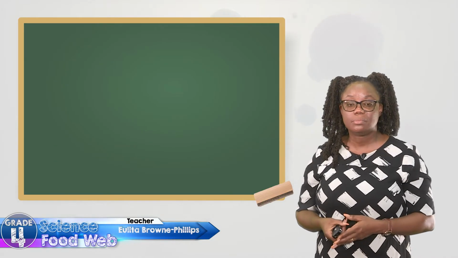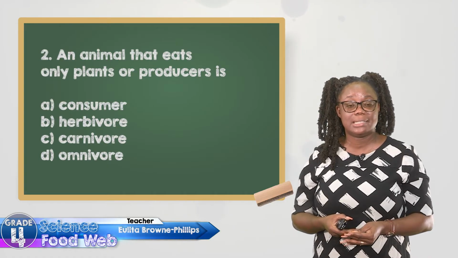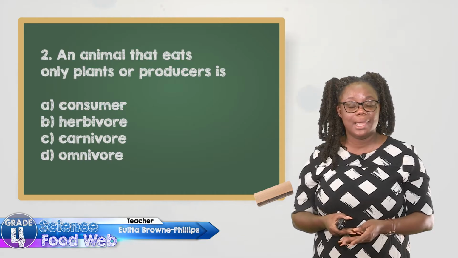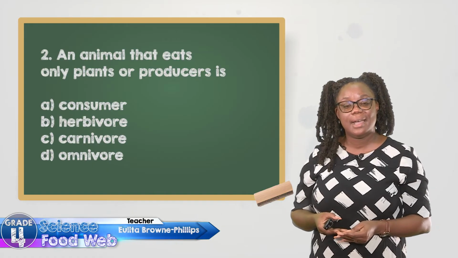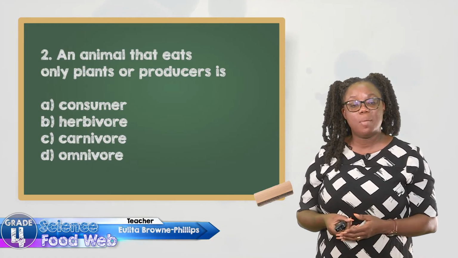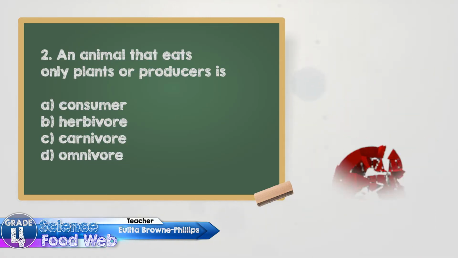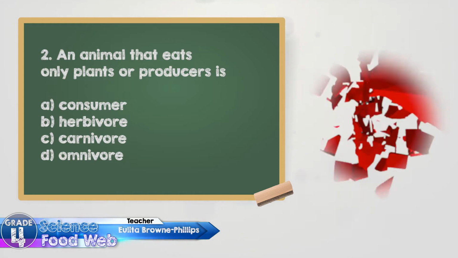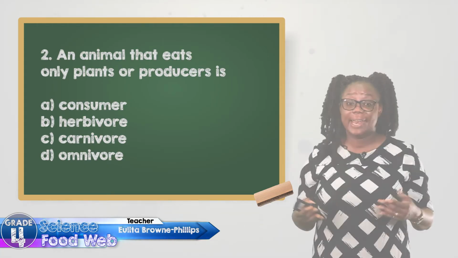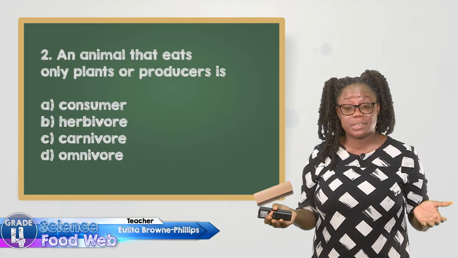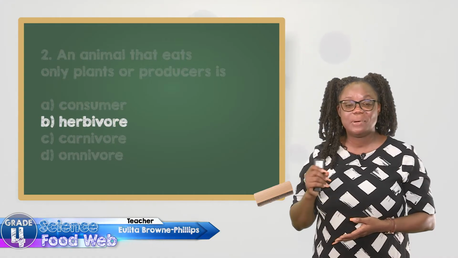Number 2. An animal that eats only plants or producers is a or an: A, consumer; B, herbivore; C, carnivore; D, omnivore. An animal that eats only plants or producers is a herbivore. Boys and girls, if you have that, put a big tick.